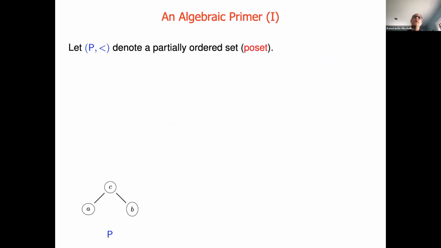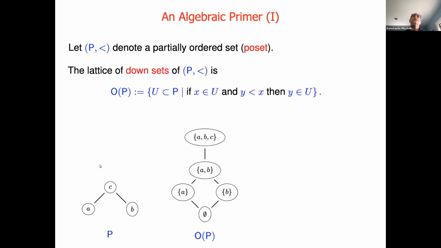Okay, so I mentioned partially ordered sets. So let's start now with partially ordered sets rather than starting with lattices. So here's a partially ordered set. I would like to make a lattice out of that partially ordered set. And there's a canonical way to do that, and that is to look at the lattice of downsets. So take an element in your partially ordered set, look at that element and everything that lies below it.